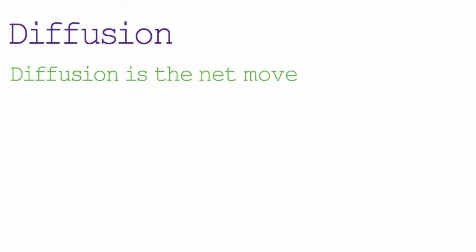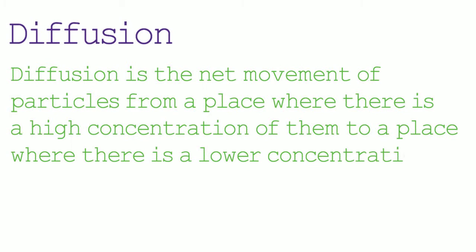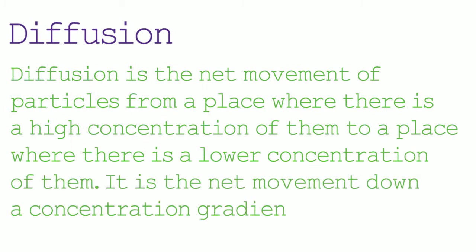Diffusion is the net movement of particles from a place where there is a high concentration of them to a place where there is a lower concentration of them. It is the net movement down a concentration gradient. Down a concentration gradient just means that the particles are moving from a place where there's a high concentration of them to a place where there's a lower concentration of them. But why does diffusion occur?